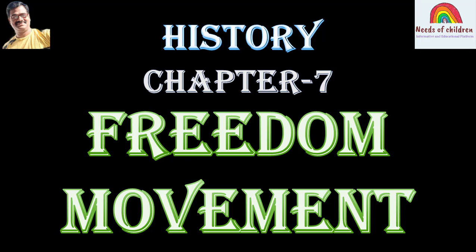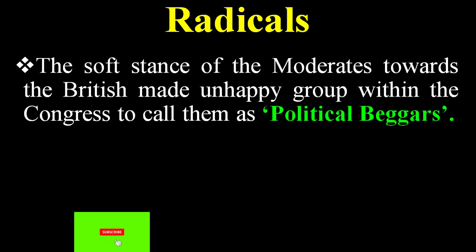We are discussing 10th standard English medium history, chapter number 7, the continued part of the freedom movement. In the previous session, we got information about the rise of nationalism, the Indian National Congress, and the moderates. These are very important concepts. In this session, we are going to get more information about the freedom movement, about the radicals.